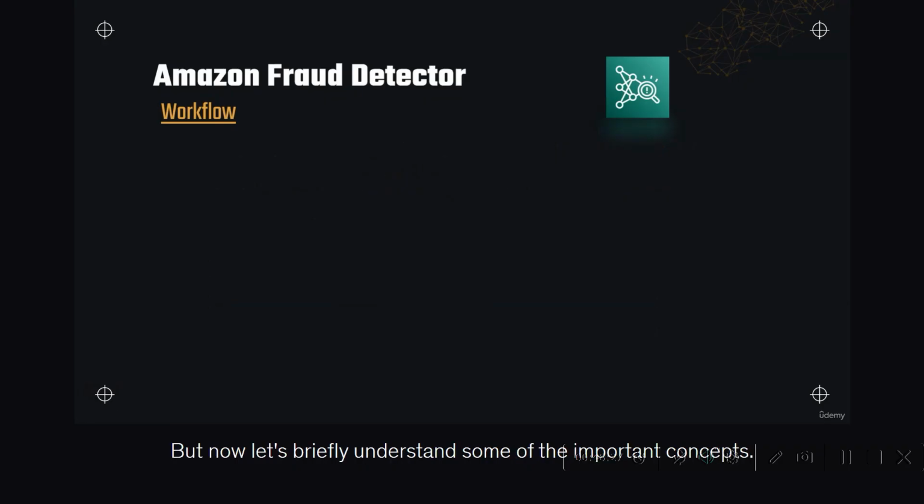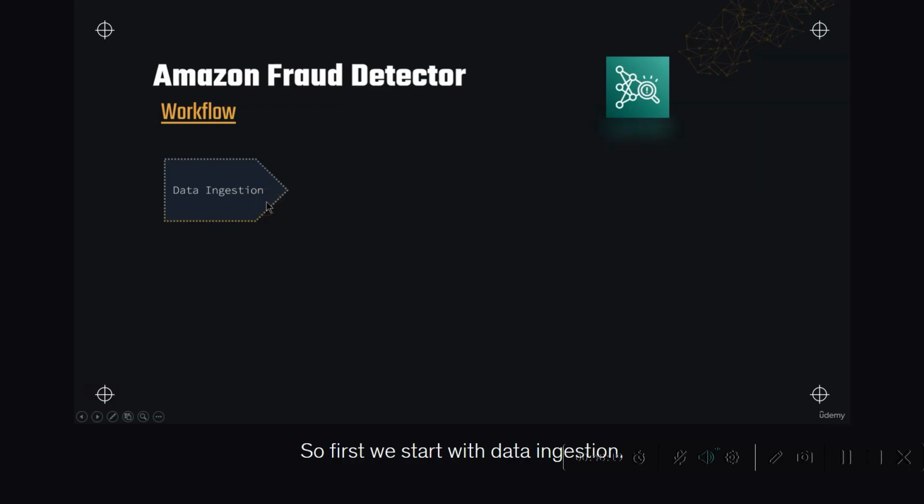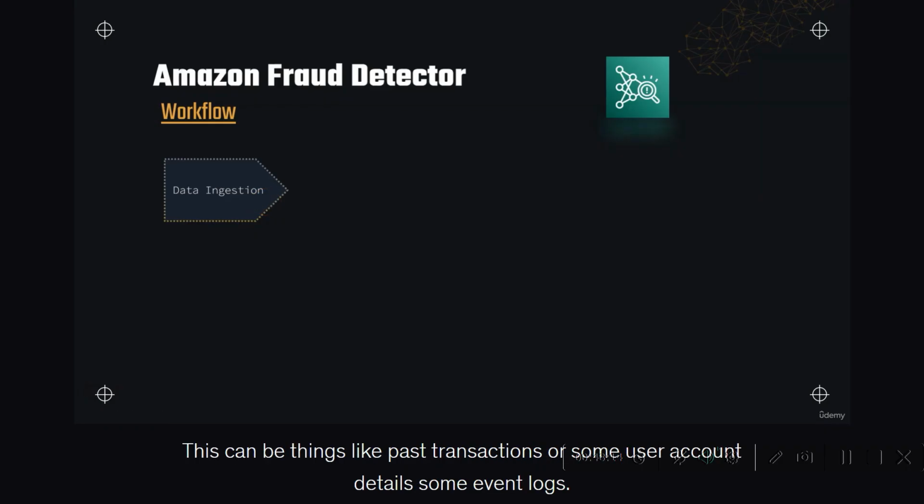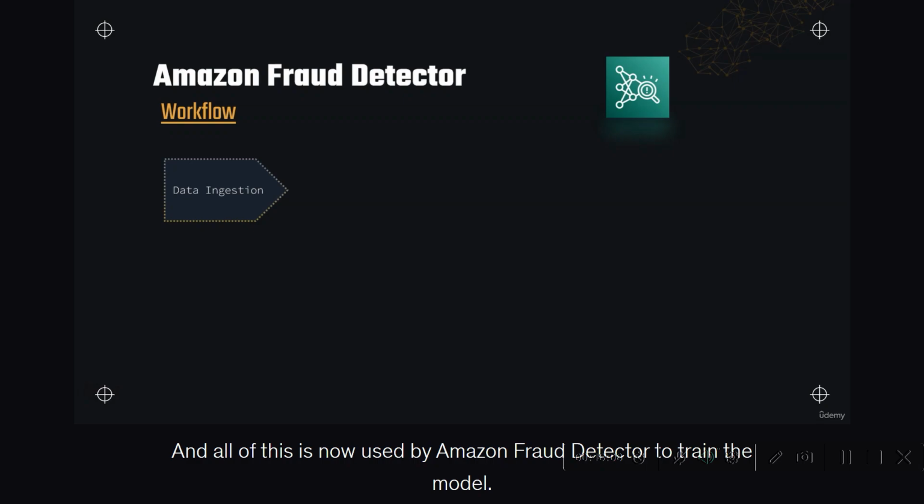But now let's briefly understand some of the important concepts, and we want to start quickly with the general workflow. So first, we start with data ingestion. So we provide our historical data. These can be things like past transactions or some user account details, some event logs, and all of this is now used by Amazon Fraud Detector to train the model.